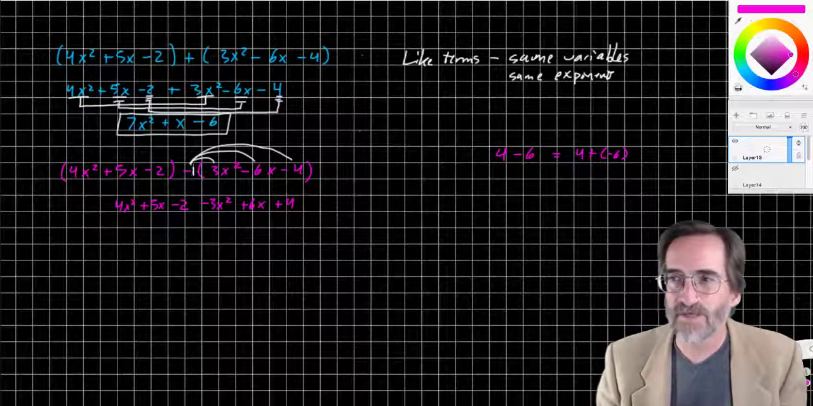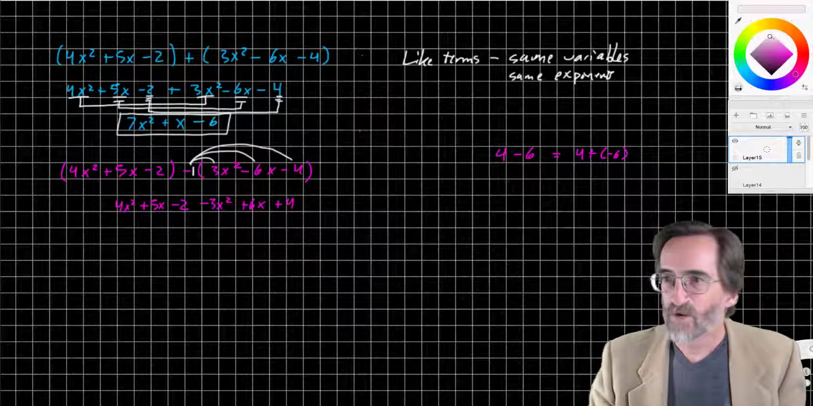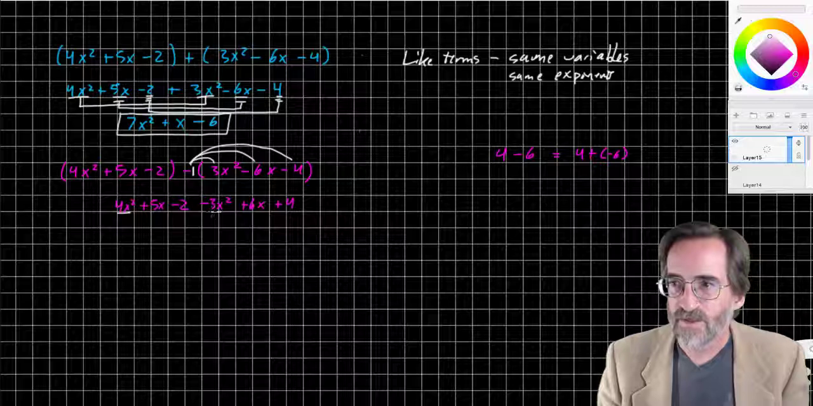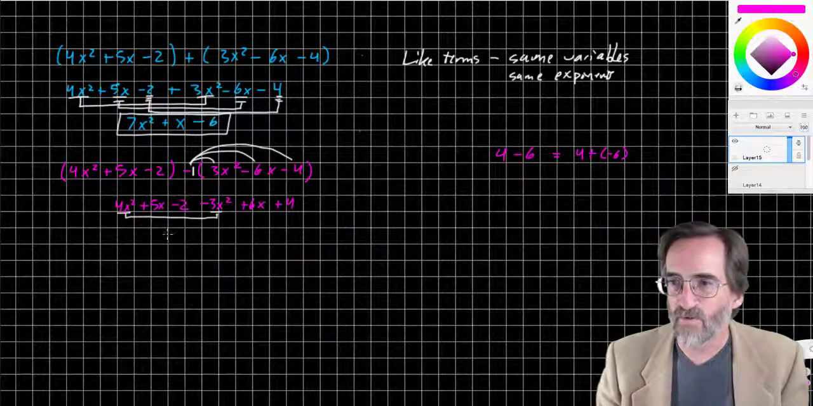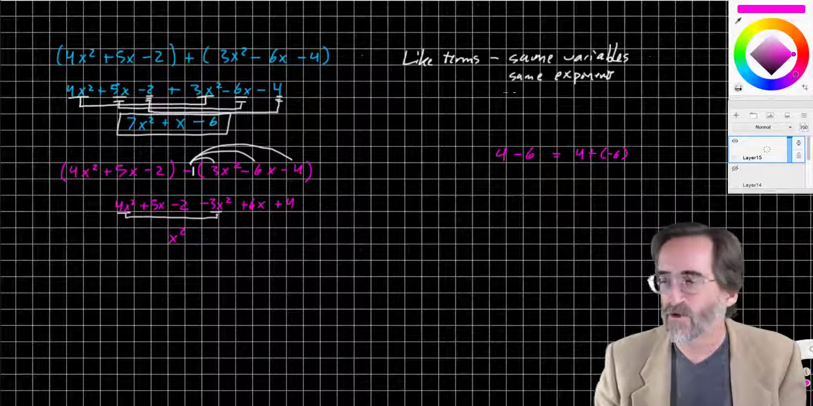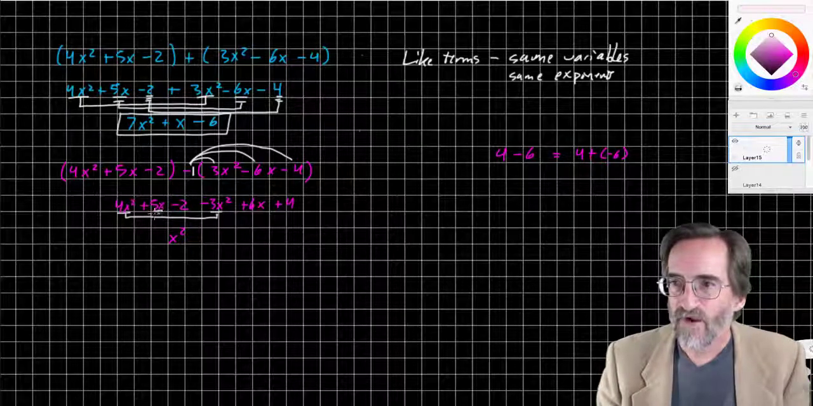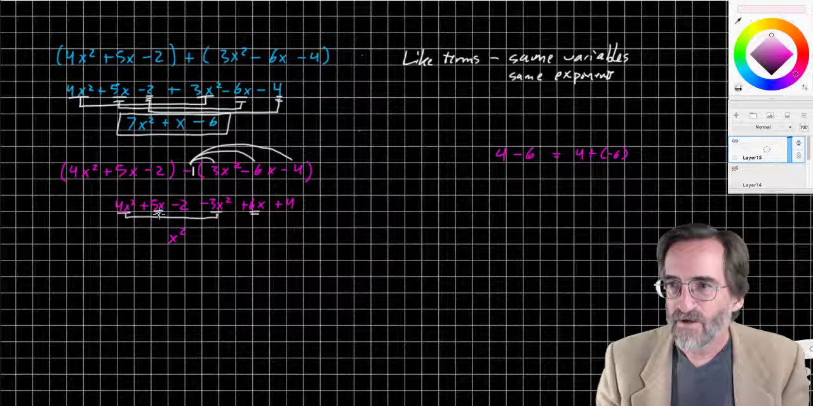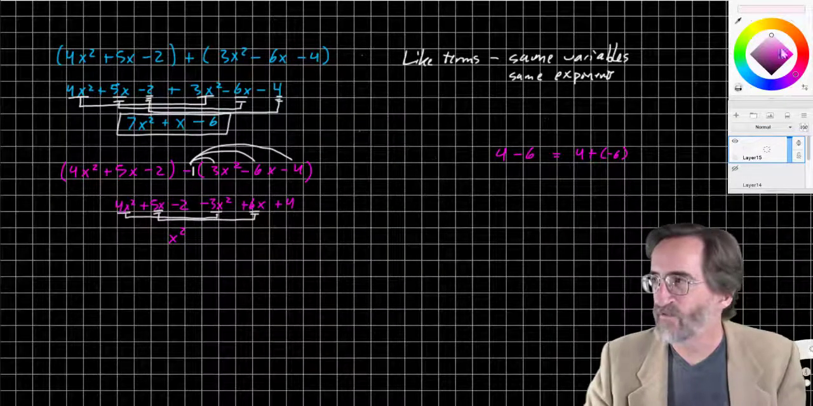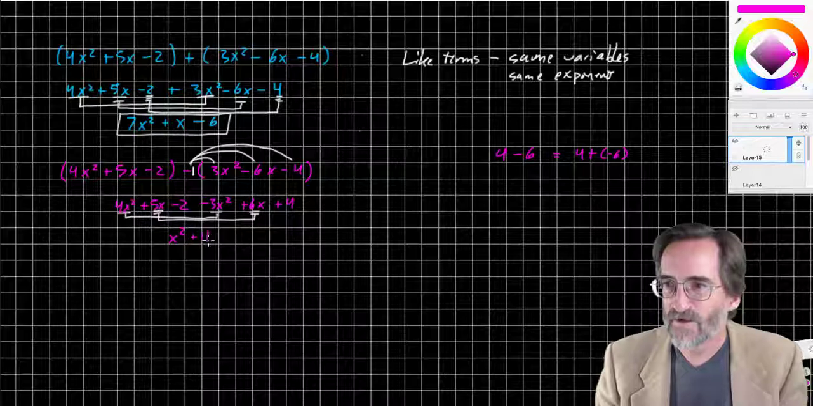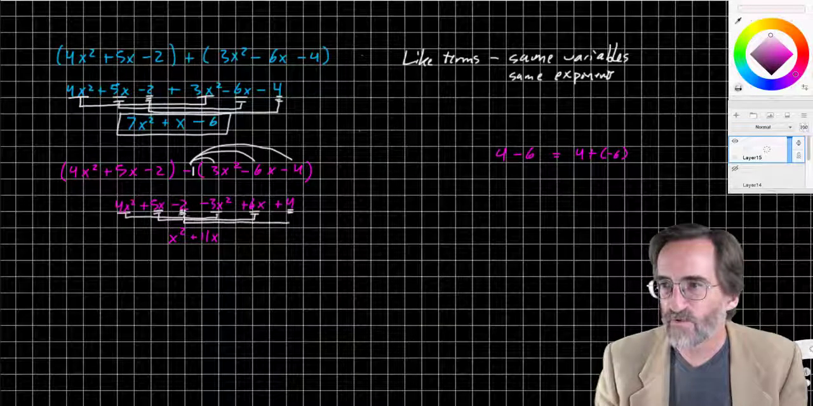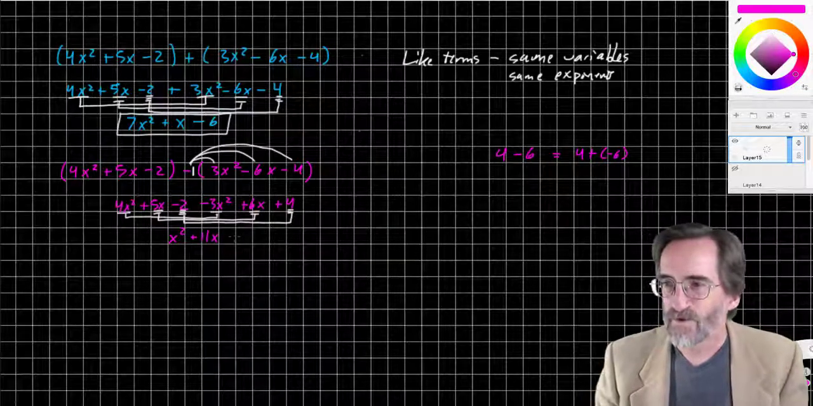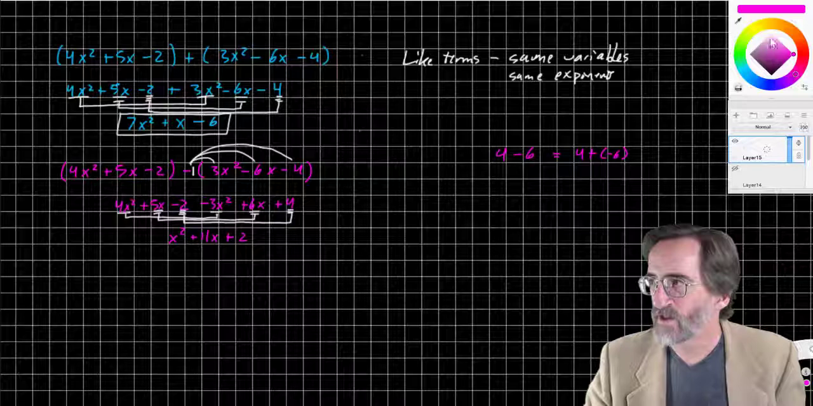Once you distribute the minus sign to the parentheses that comes after it, we're going to combine like terms. I have 4x squared and negative 3x squared. 4x squared and negative 3x squared are 1x squared. And I can write the 1 or leave the 1 off. Okay, we have 5x's and 6x's. 5x's and 6x's are 11x's. 11x. And we have our constant, -2 and +4. -2 and +4 make +2. So the answer is x squared plus 11x plus 2.